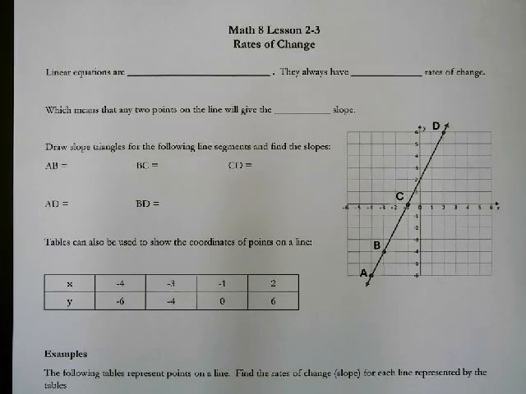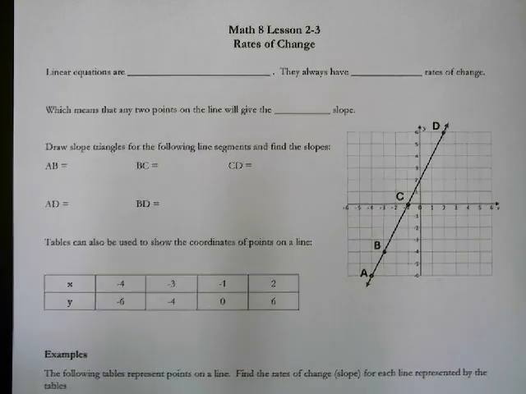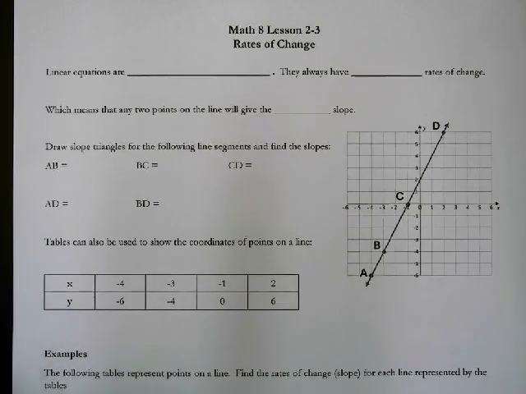We got lesson 2-3, rates of change. So we're going to still look at slopes a little bit, maybe in a different way than we've seen before. We talked about slopes in the last lesson, that we could do slope triangles from them. So this week we're going to look at just tables and how slopes relate to lines. So linear equations to start off with.